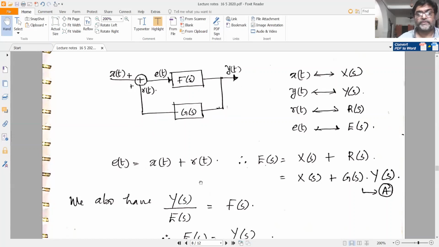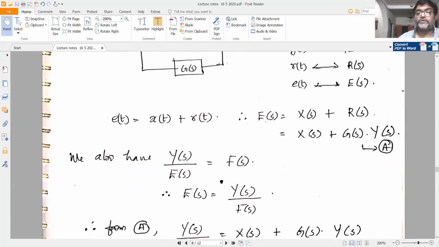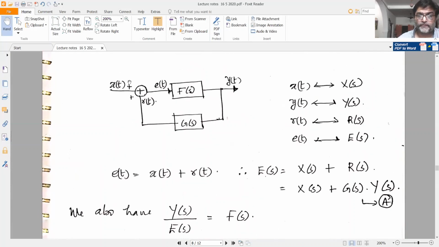If you take the Laplace transform throughout, then you can write e of s is equal to x of s plus r of s. Now what is r of s? R of s is g of s into y of s. So e of s is equal to x of s plus g of s into y of s. Call it equation A. Now we will try to represent equation A only in terms of x of s and y of s, so that you can find the overall transfer function of this system.